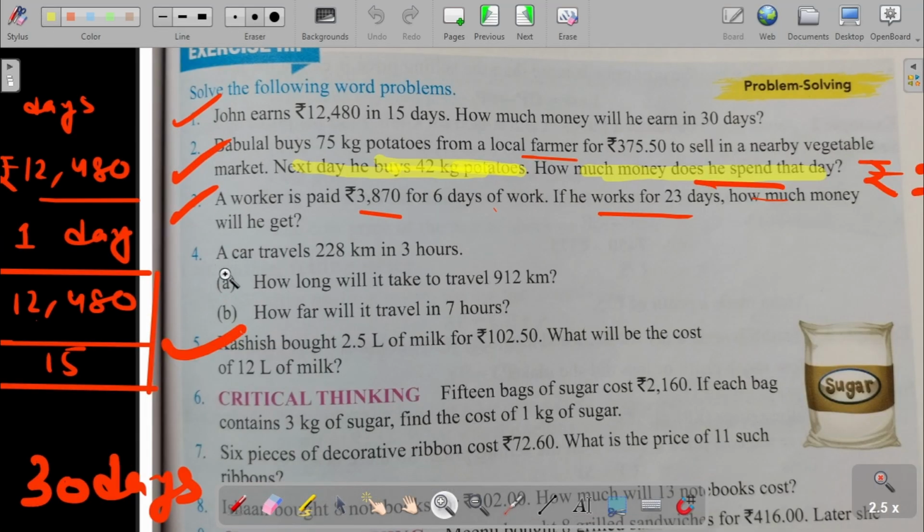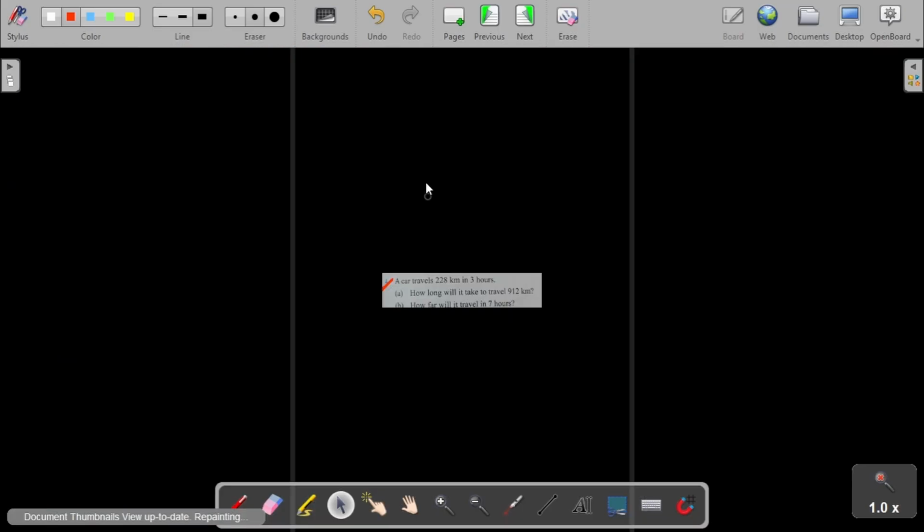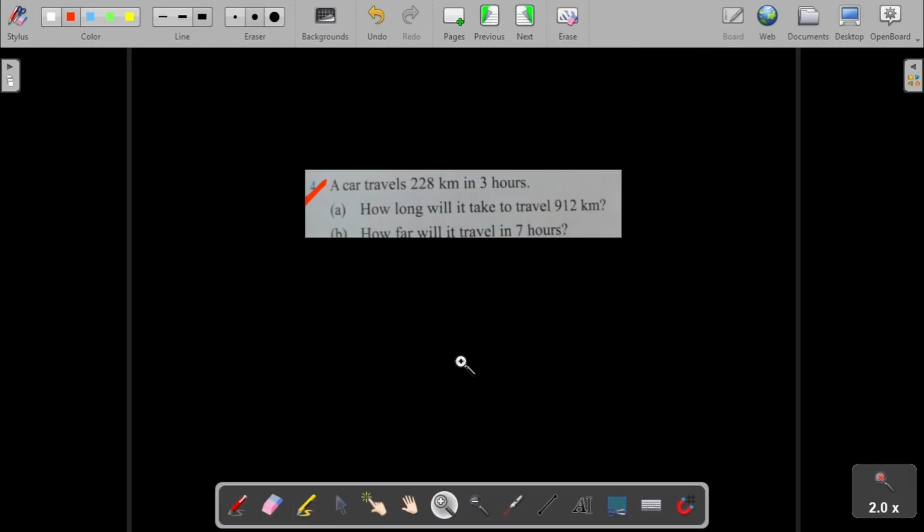Question number 4. A car travels 228 kilometers in 3 hours. This question is not related to money. It is given here because it is solvable by using the unitary method. Okay, I'll discuss this one also, no problem. Here the question is what?